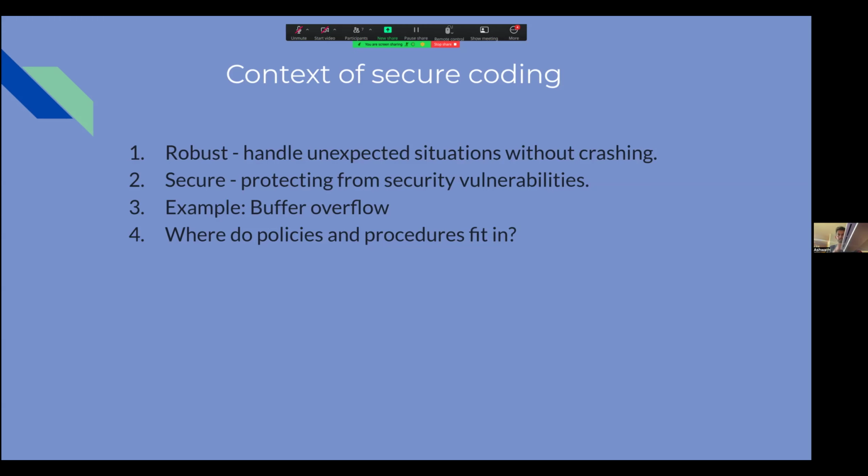The context in which we are trying to put secure coding is: we have an unexpected scenario, or we have an individual who is really focused on breaking the system. Is our program good enough to handle those situations? And that's where secure coding practices come into the picture. And as I briefly spoke about, the policies and procedures play a huge role in handling secure coding activity in general.